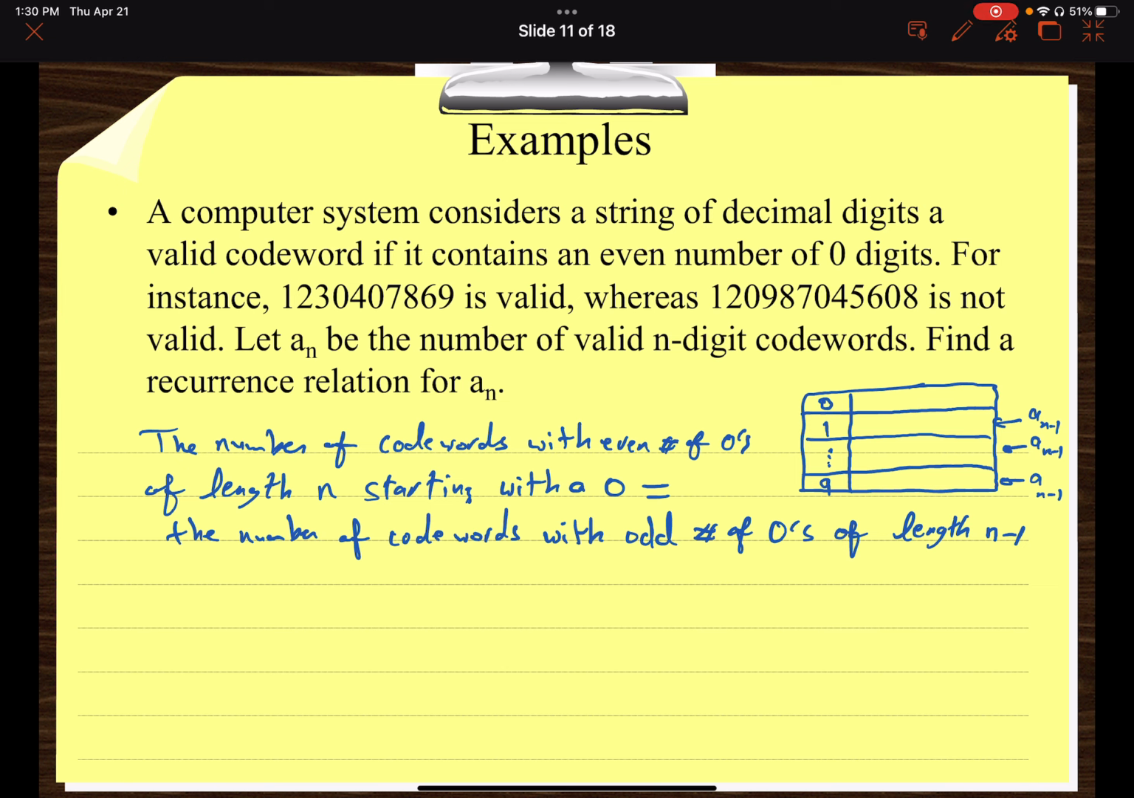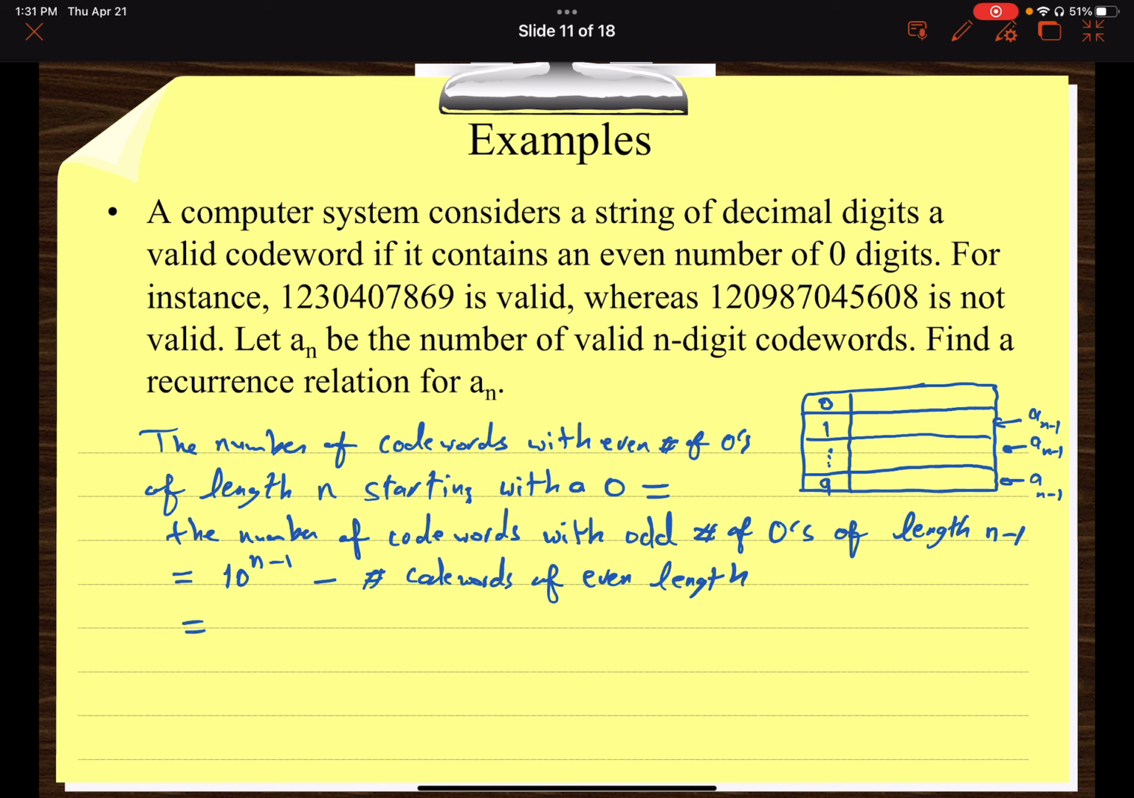Now this is equal to 10 to the power n minus 1, minus the number of code words of even length, because I need to do it in terms of A_n, A(n-1) or A(n-2): the number of code words of even length.